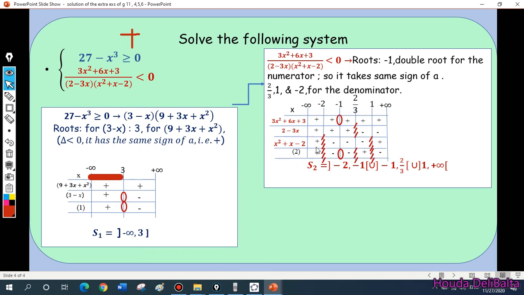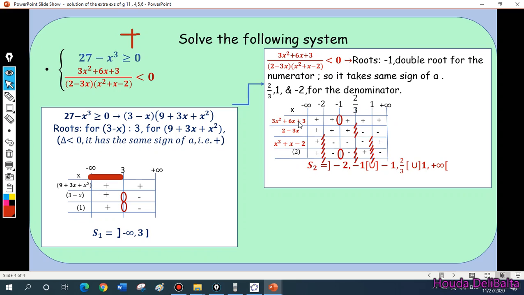Of course, the calculator helps us very much. Now we put the numerator and the denominator separated on the table. We put the roots, we spread them in the increasing order. So we start with minus 2, then with minus 1, then with 2 over 3, and then with 1. And here are the infinities. So the numerator is here.